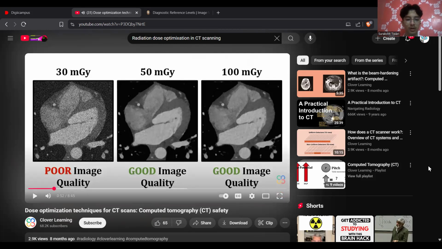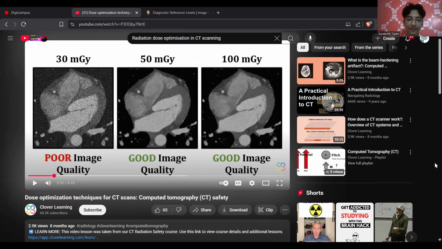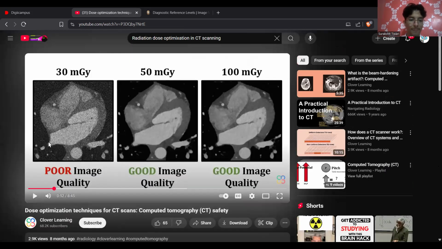You can see here, in the 30 milligray image, the image is very grainy, very noisy, very distorted. Therefore, the image quality is very poor. In the center, we have an image which is significantly better compared to the previous image because it is using more milligray, or more radiation dose. And the image on the far right is using 100 milligray, which is the most radiation dosage being used.